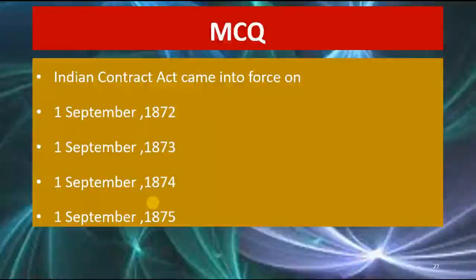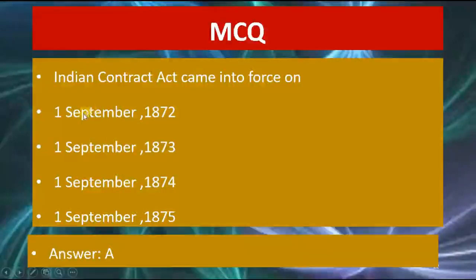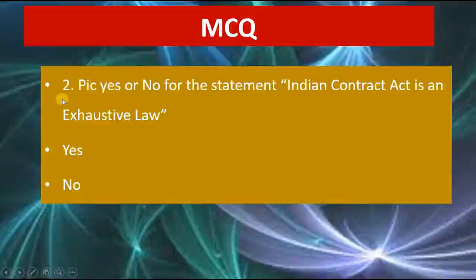So let us have some multiple choice questions. Indian Contract Act came into force on. So here we have different dates. Yes, you can easily guess. The answer is option A, that is 1st September 1872.